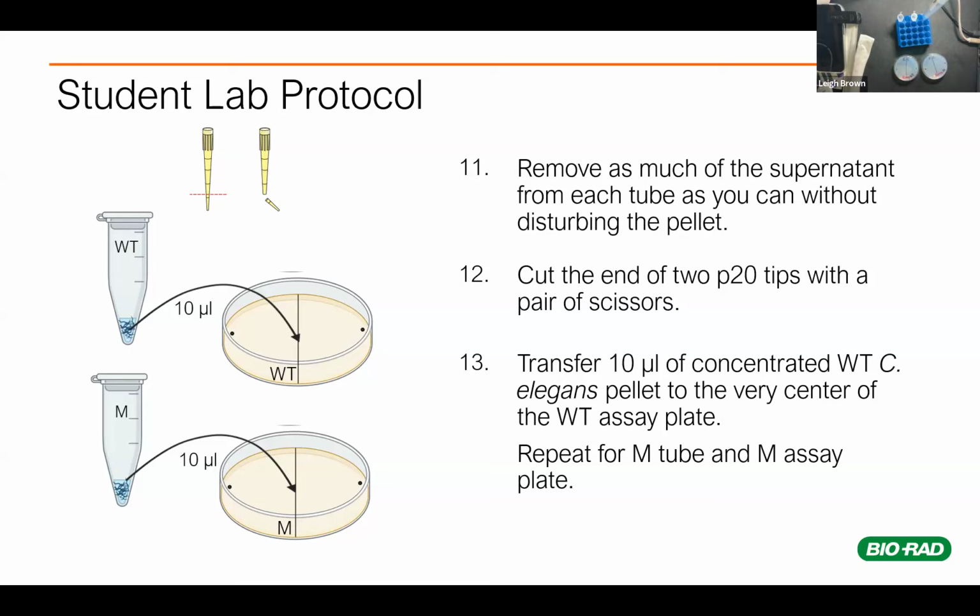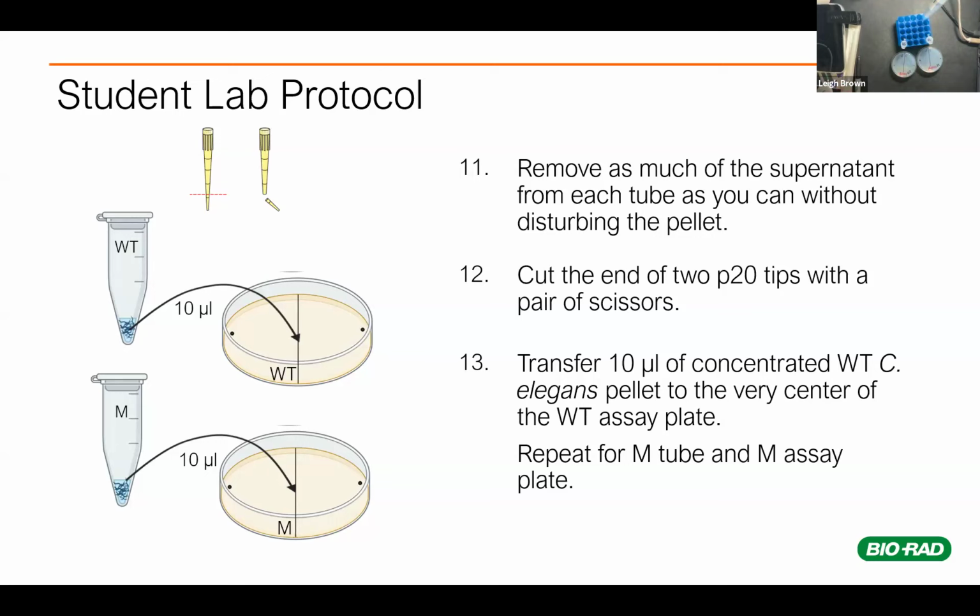So what we're going to do today is you're just going to use your transfer pipette and go down into the pellet and then just take up the smallest amount you can, basically just try to get a drop. And then you're going to bring that over to the appropriate assay plate. So my wild type worms are going to go onto my wild type plate, and I'm going to put them square in the center of the plate.